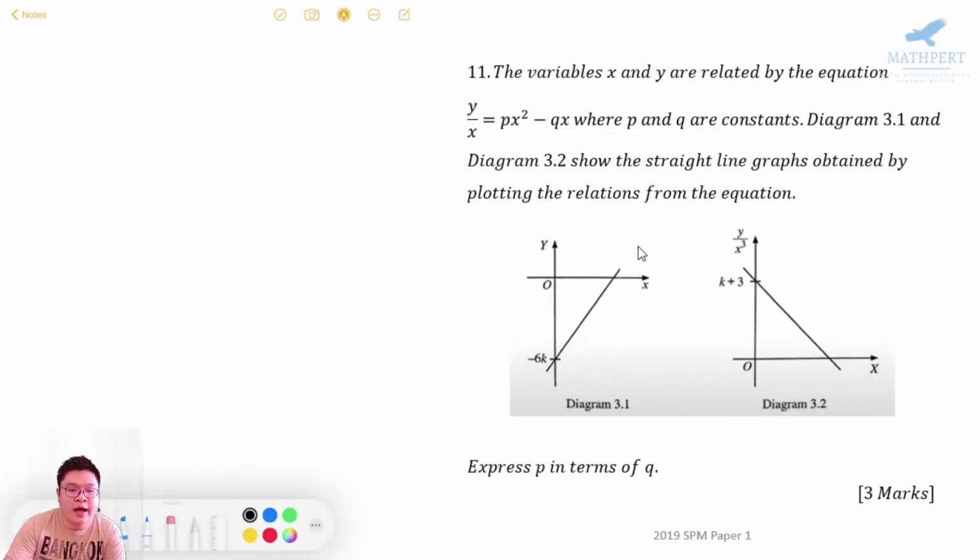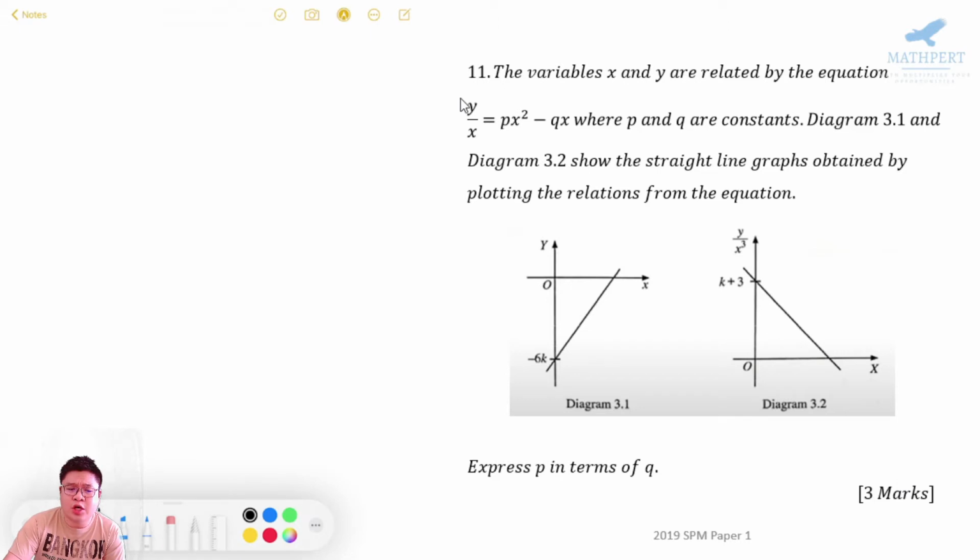All right, let's take a look at SPM 2019, paper 1, question number 11. The variables x and y are related by the equation y over x equals px squared minus qx, where p and q are constants. Diagram 3.1 and diagram 3.2 show the straight line graphs obtained by plotting the relations from the equation. So this is diagram 3.1 and this is 3.2. We were asked to express p in terms of q, and this question gives us 3 marks.